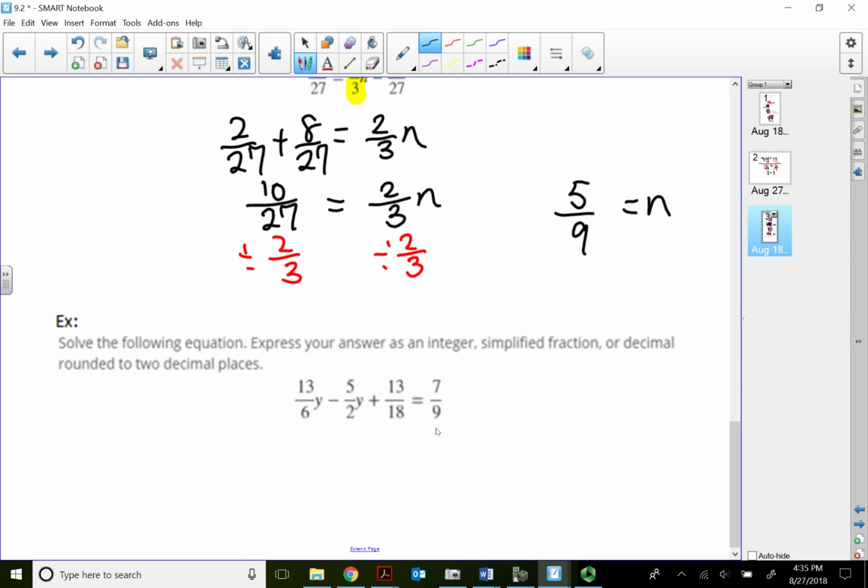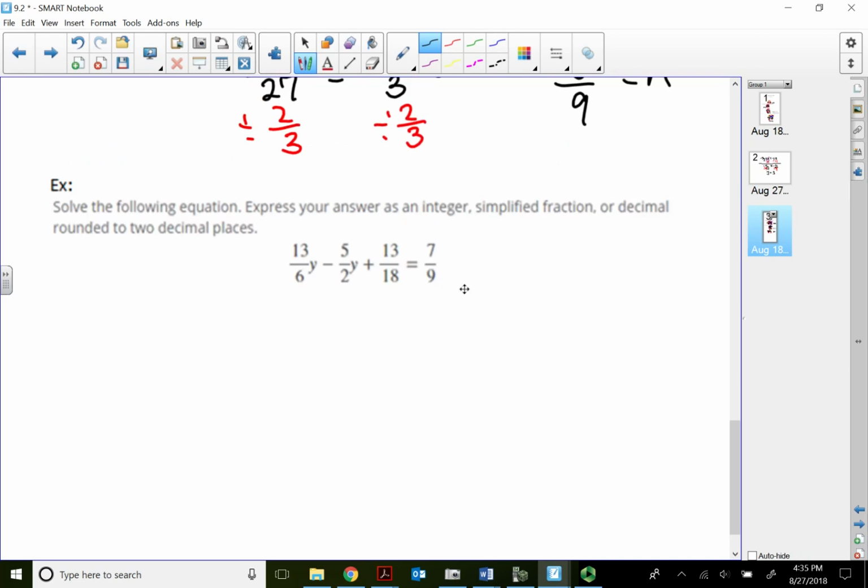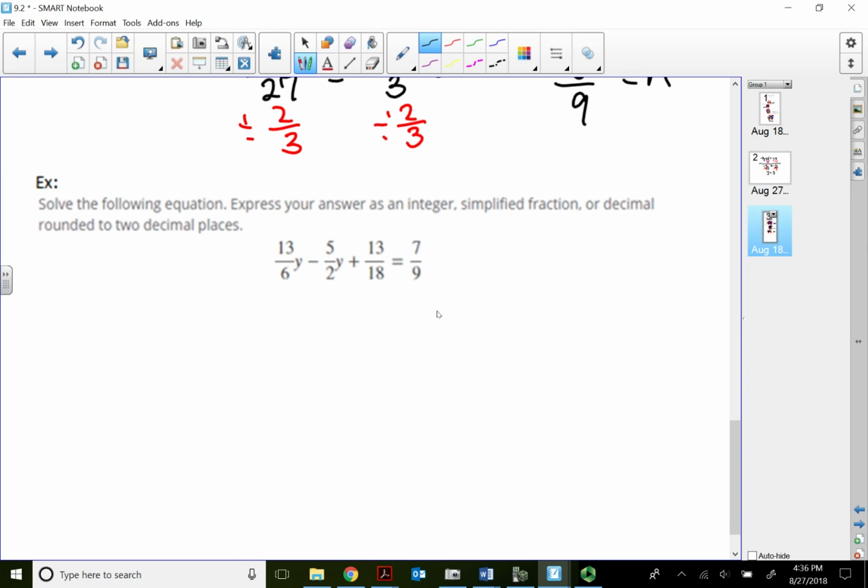All right, now, something a little bit more complicated. I'm going to show you how to do this by clearing a fraction. You can actually work with a fraction using your calculator. That's fine. I just want to refresh everybody's memory here.